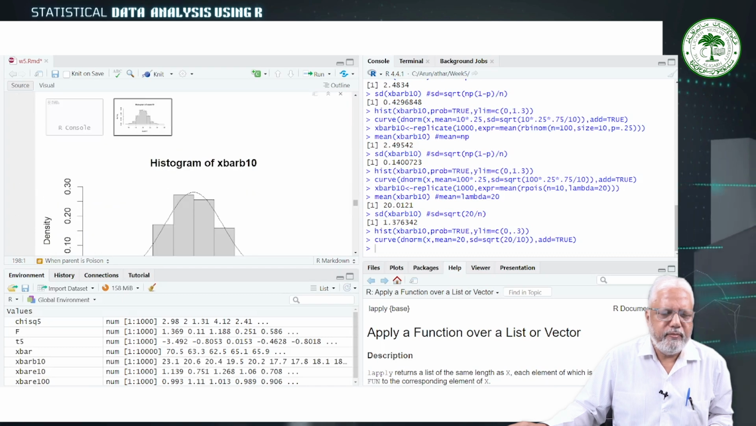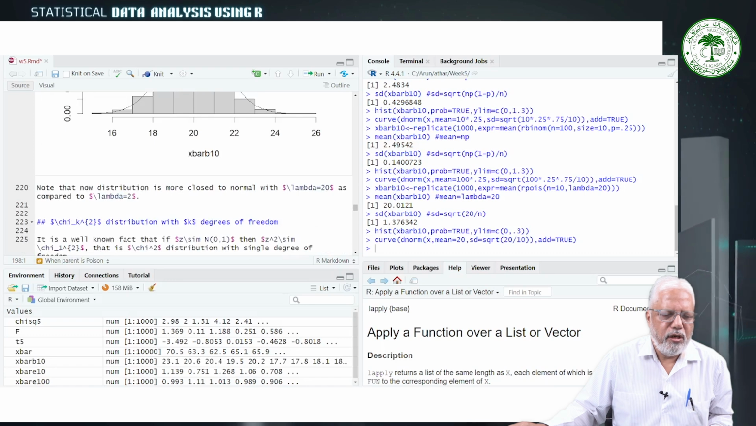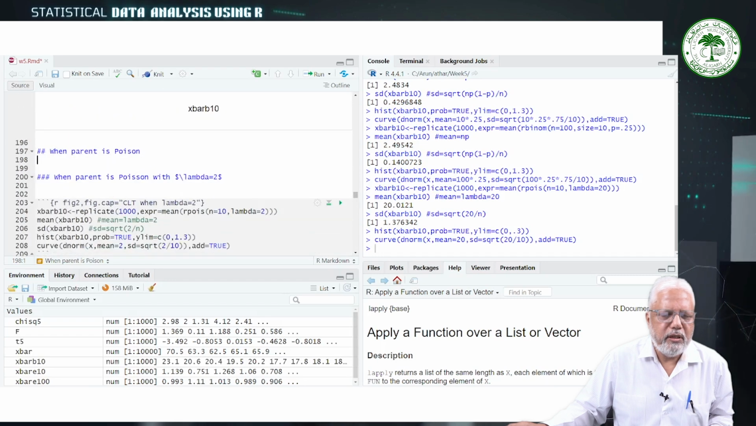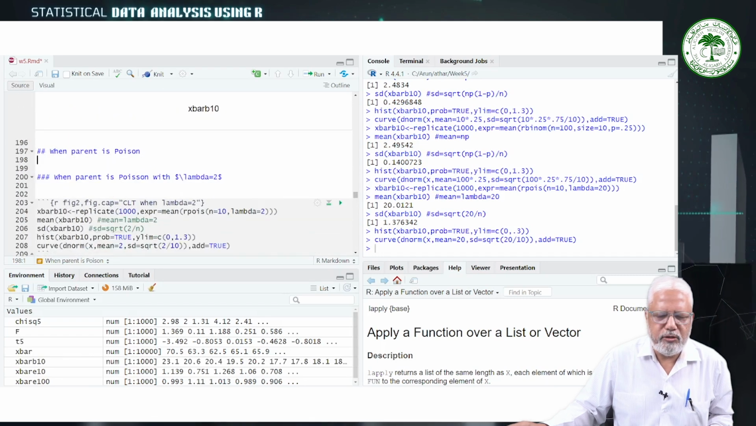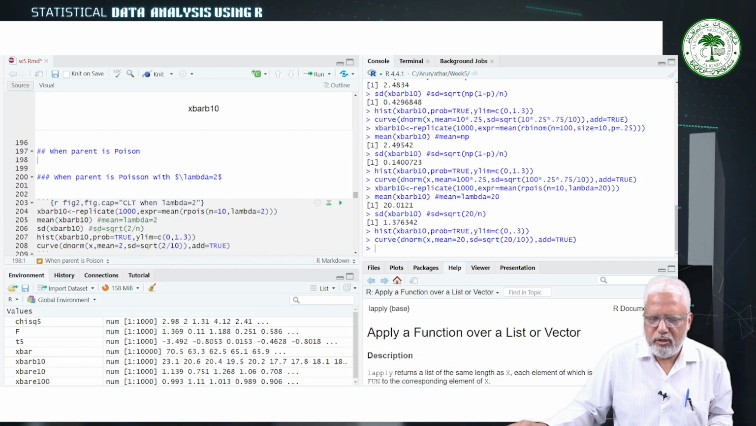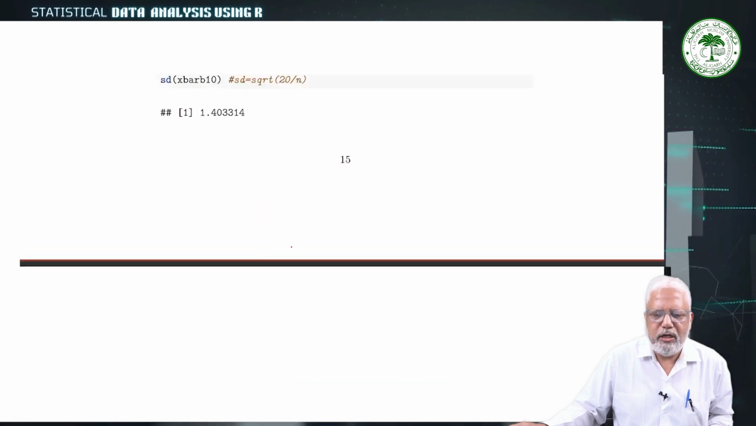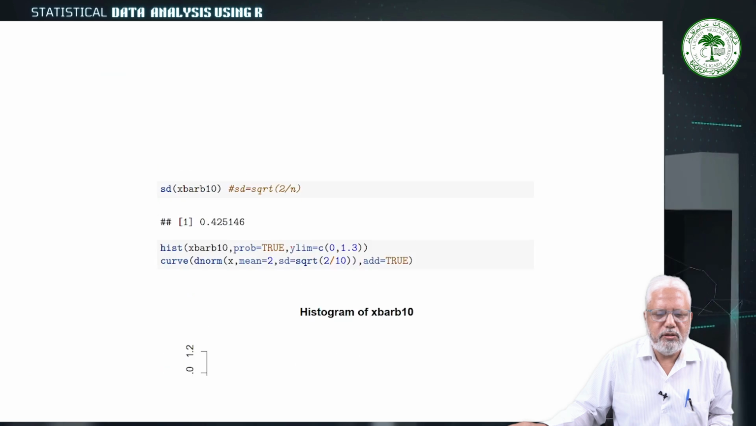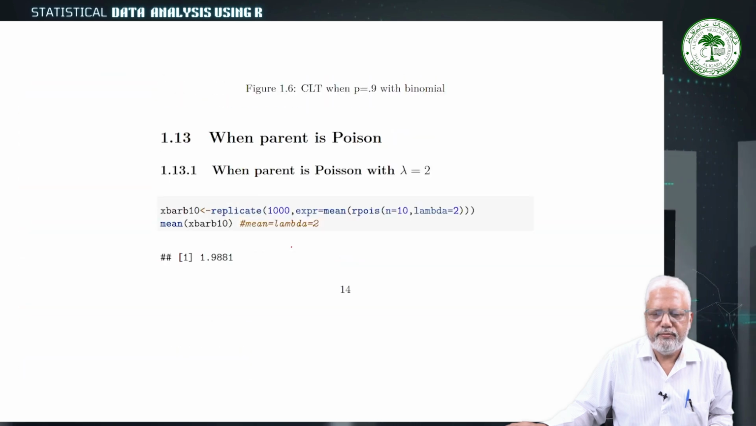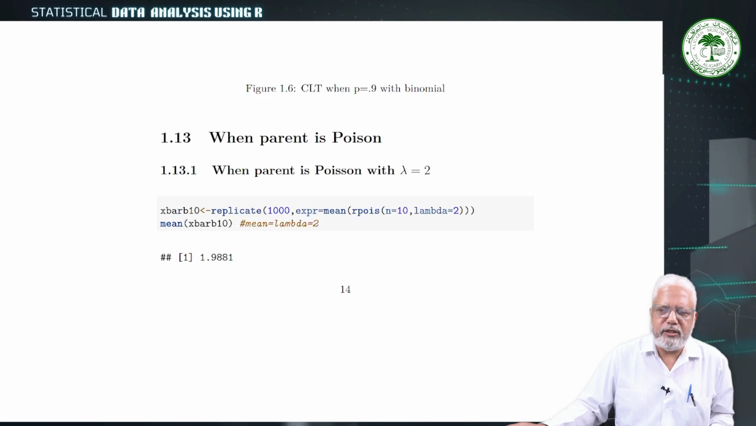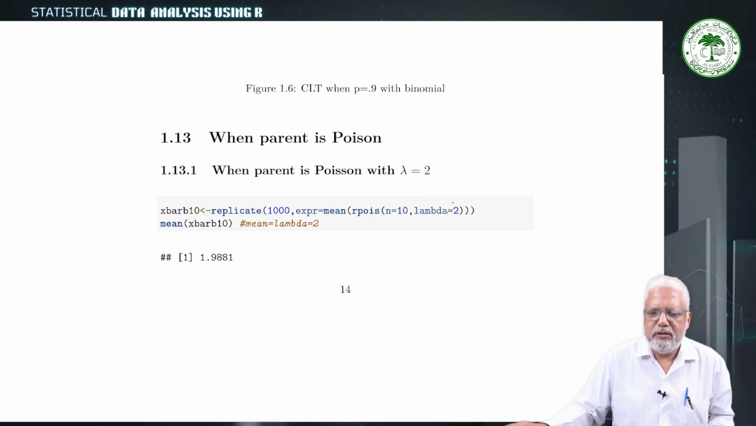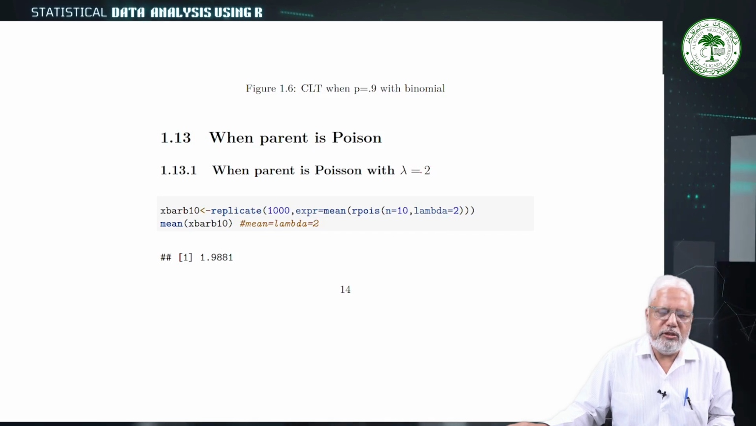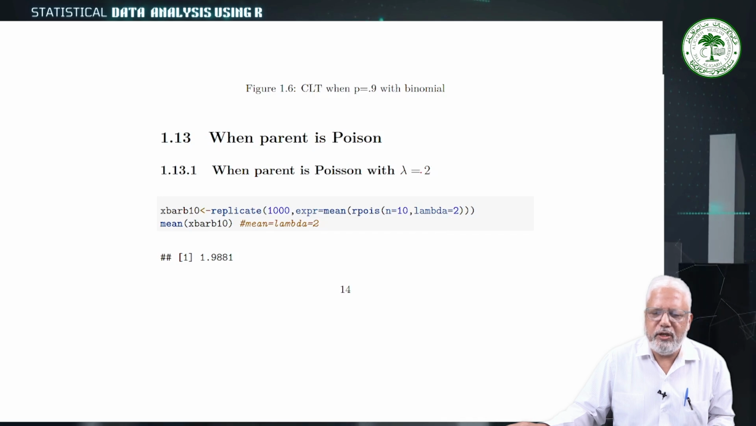But see what happens when lambda is equal to 2 only. What happens when lambda is equal to 2? So I would like to go there. This is the lambda equal to 2 situation, because it is less than 6. So what do we expect? We don't expect a good approximation. So the central limit theorem does not work well here.